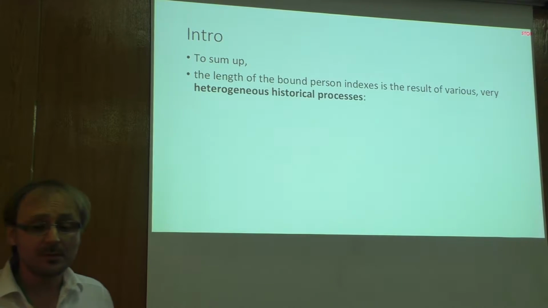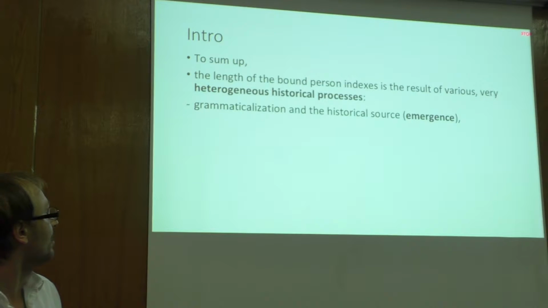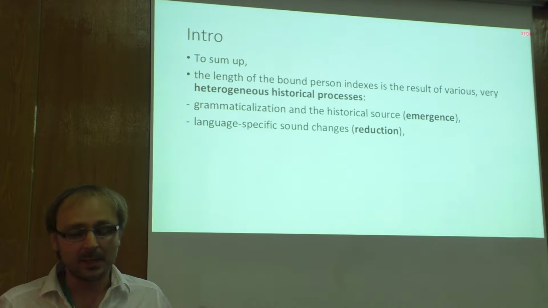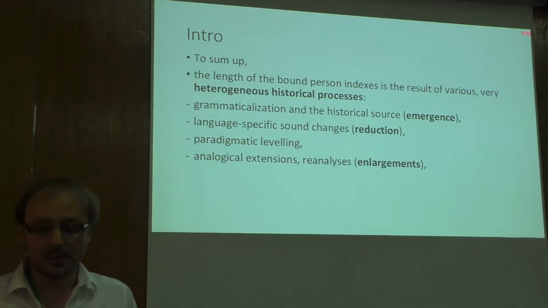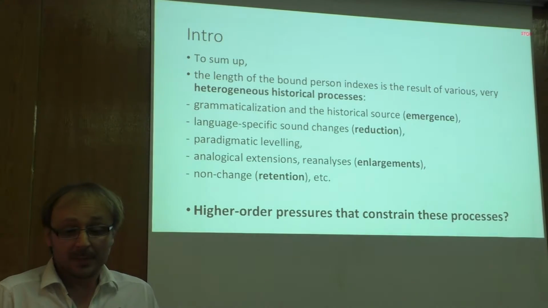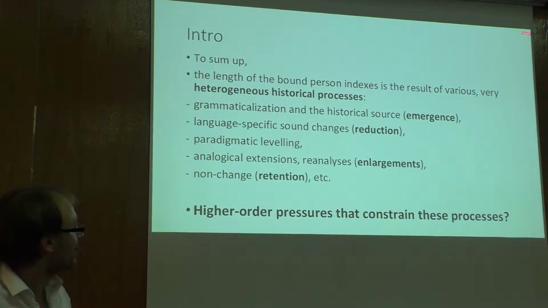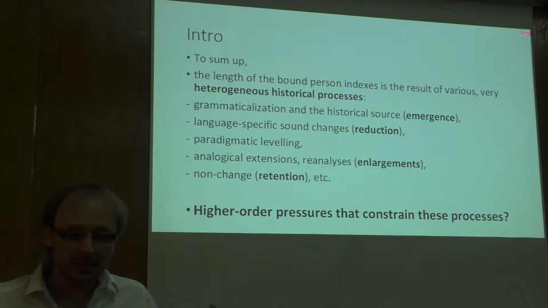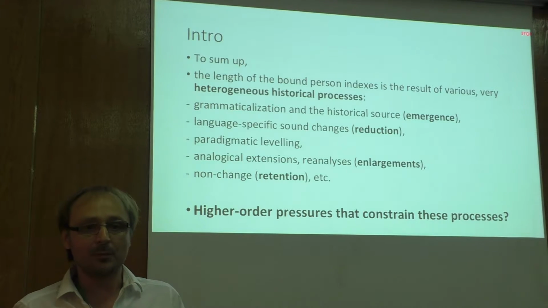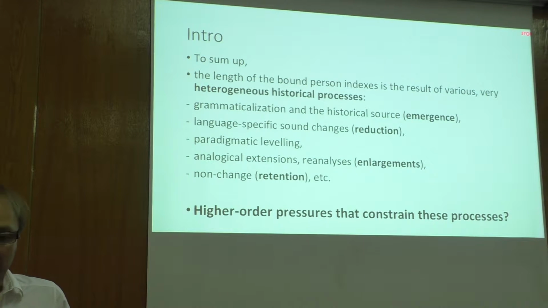So to sum up, the length of the bound person indexes is the result of various very heterogeneous historical processes. They may emerge, they may be reduced, there might be paradigmatic leveling, analogical extensions, and so forth. Now the question: are there higher order pressures that constrain this process? There are lots of processes going on historically, but is there something that brings a little bit of order to these things? And that is what I'm going to look at.